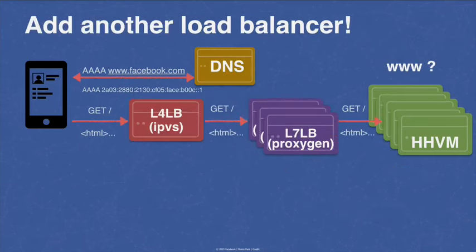So what do we do? We add another load balancer. So here's our L4 load balancer, and this is using IPVS, which is IP Virtual Server. It's an open source kernel module that does L4 TCP routing, essentially. So here, now the packet's coming in, the IP packet.